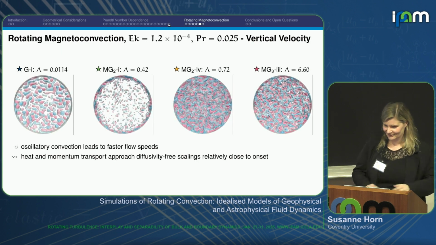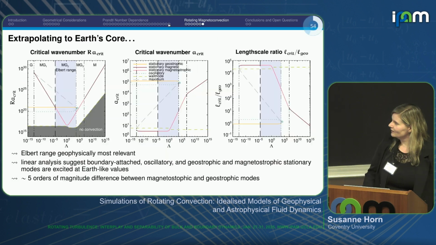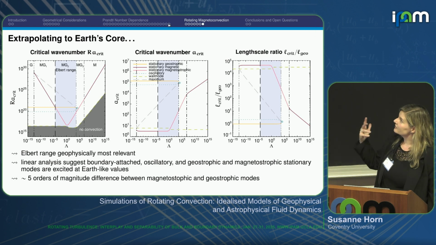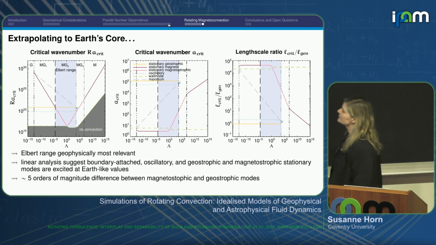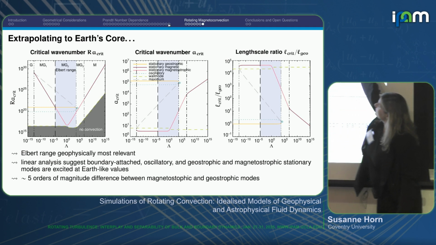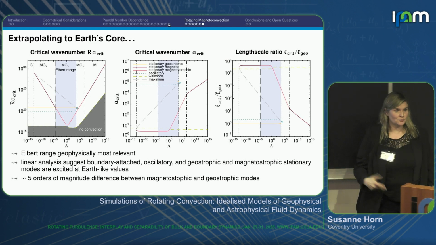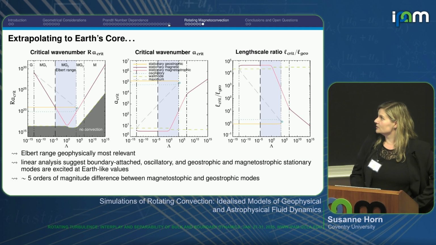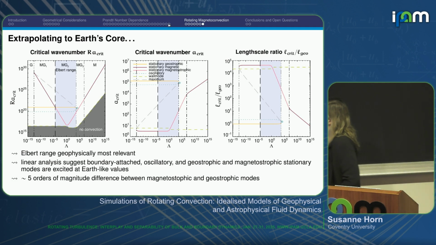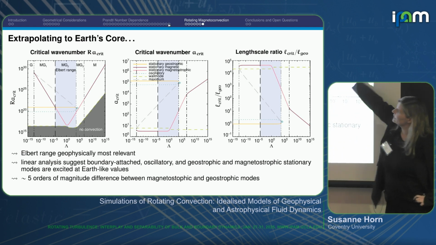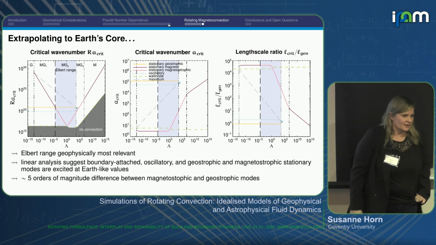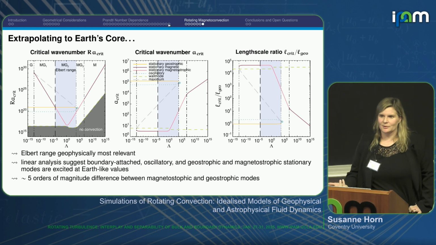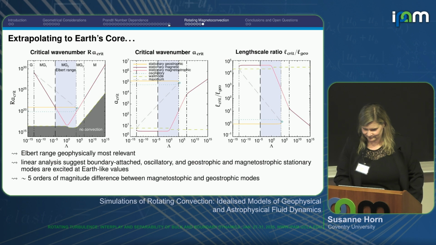So that's really the main thing about small Prandtl numbers. If you extrapolate that to Earth, then of course we have larger length scales. As you might see here, these are the geostrophic modes. The magnetostrophic modes would be much bigger, a difference of five orders of magnitude. And really the question is, if we go to Earth, which is here in the purple area, roughly where planets sit, is it still important that we have oscillatory convection? Would they still dominate? Would we still have a much more efficient momentum transport?